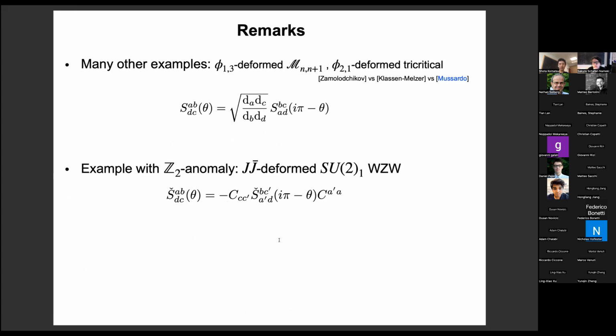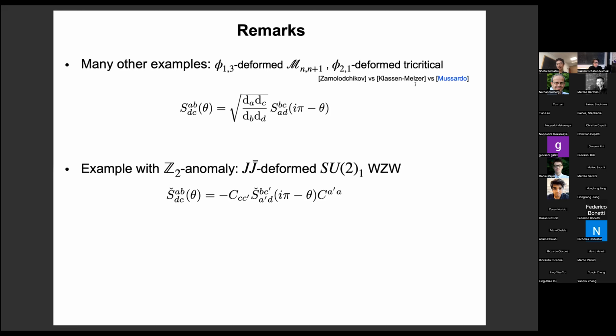Good. So let me now also make some remarks. Although in my talk I'm going to focus on this particular example, which is a flow from the tricritical Ising model, this modified crossing you can also see in many other examples. That's what we found. So for example, you can see it in the phi 1,3 deformed higher minimal models, and also the phi 2,1 deformed tricritical Ising model, which was also studied in the literature. And there is an interesting fact about this flow. This flow also preserves integrability, and in the literature there are three different proposals for the S matrix of this flow: one by Zamolodchikov, one by Klassen and Melzer, and one by Mussardo. Our analysis, especially by checking the commutation relation with the non-invertible symmetry, supports the one by Mussardo, which does satisfy this modified crossing symmetry.